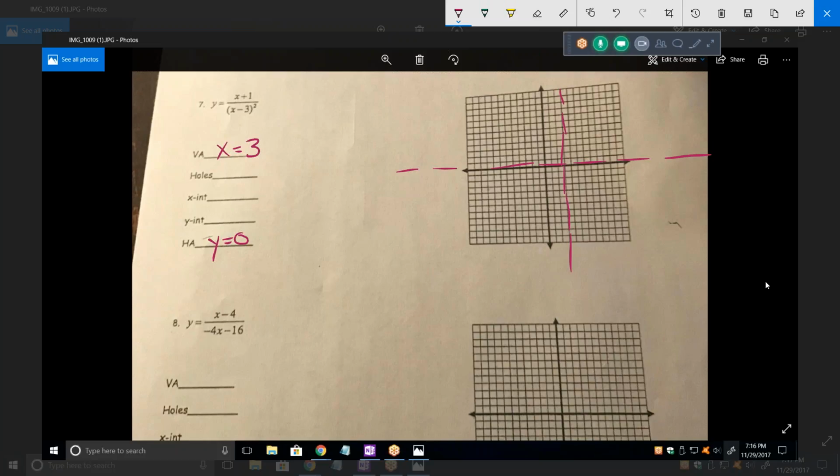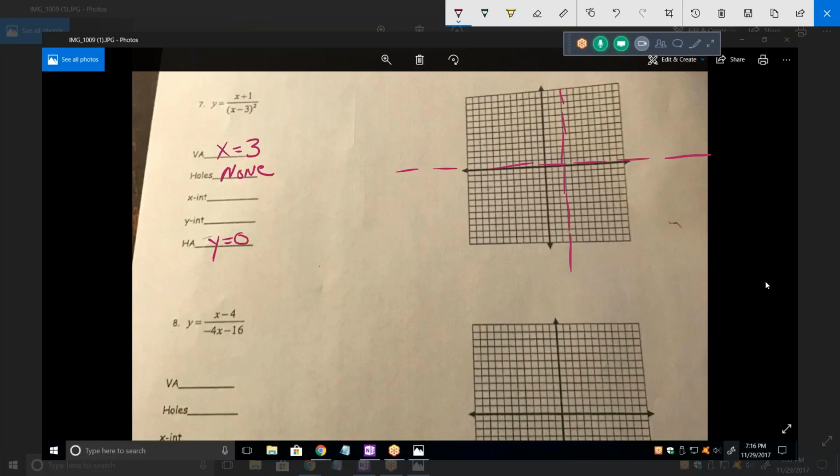Now, you only get holes from cancellations. If you have a factor in the numerator that equals a factor in the denominator and can be canceled, that produces a hole. That's it. Right. So none again, because I can't cancel anything. Right.